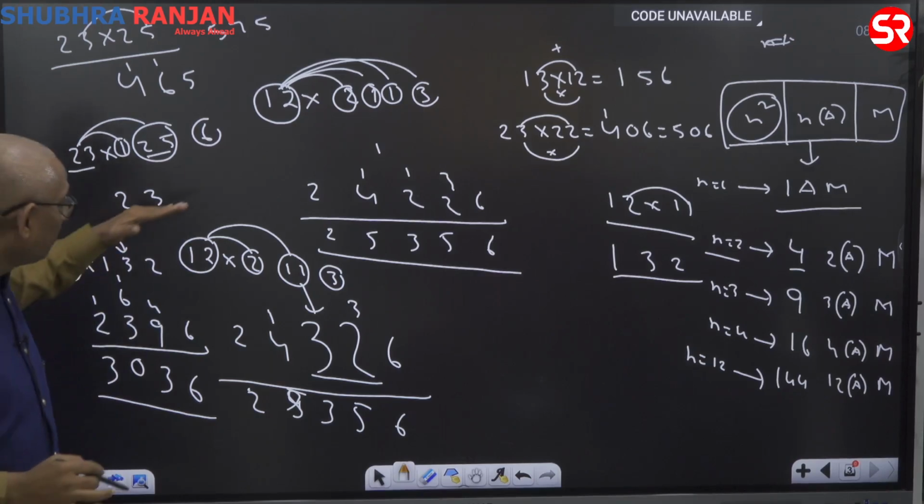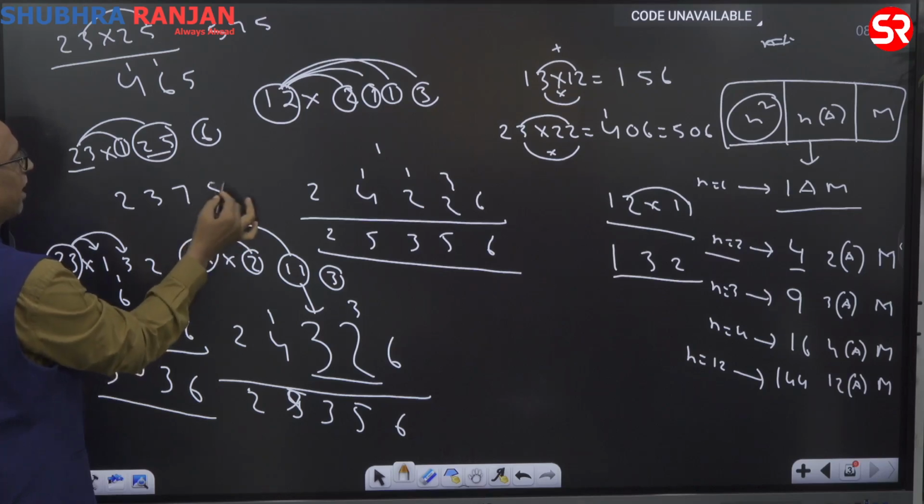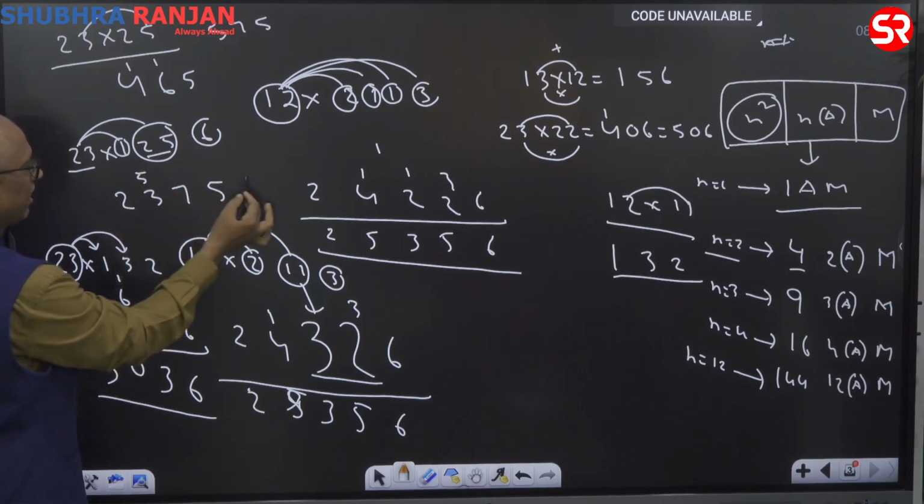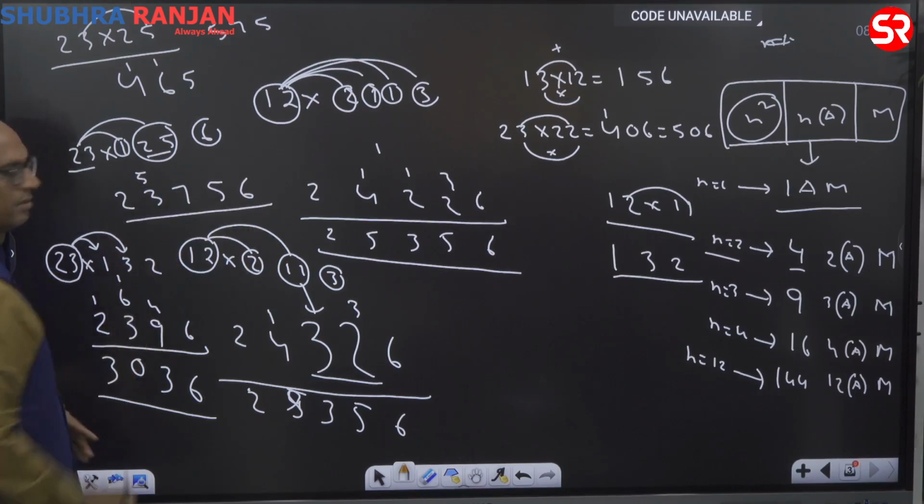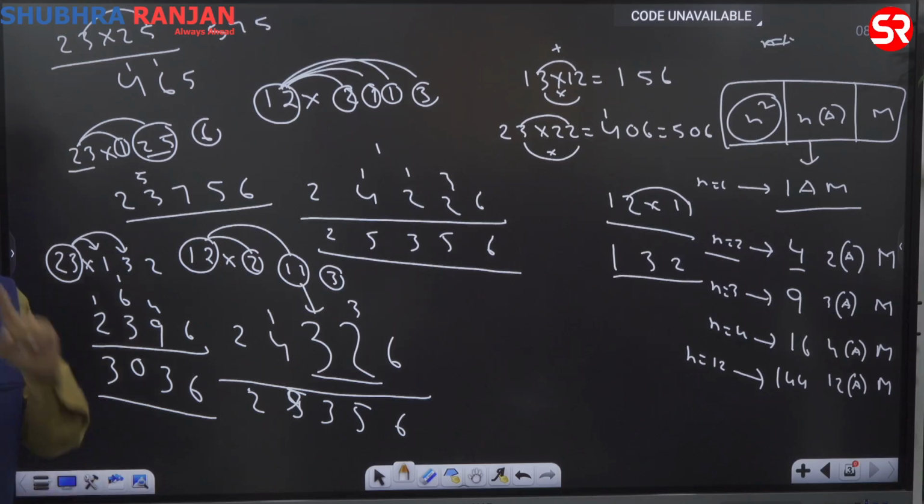So we have to put how many digits here? 2 digits. So what is that? So 5 carry. 5 will be carry. So again 6 will be 6 5 7 8 2. Got it? Any doubts?